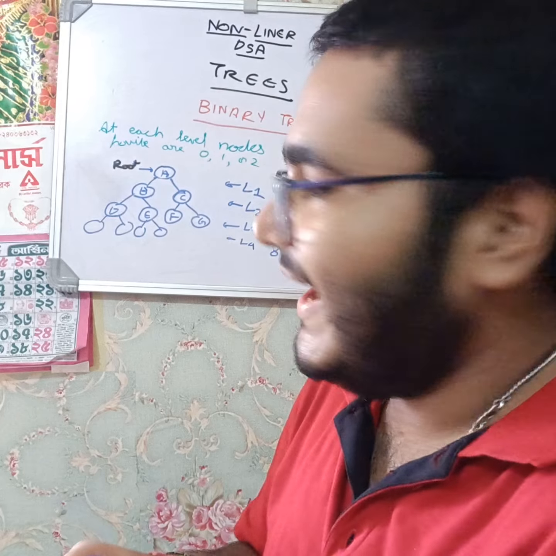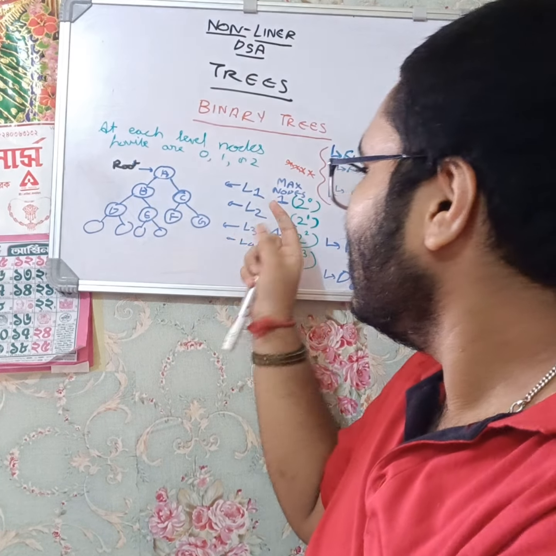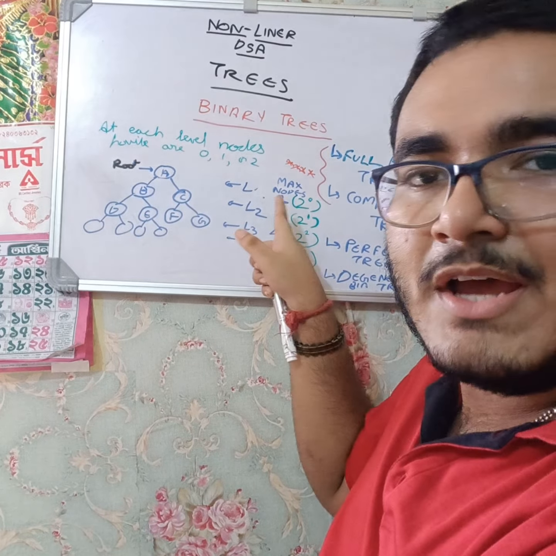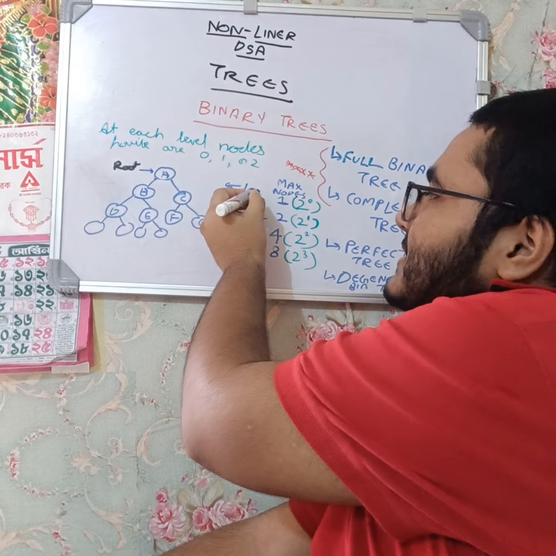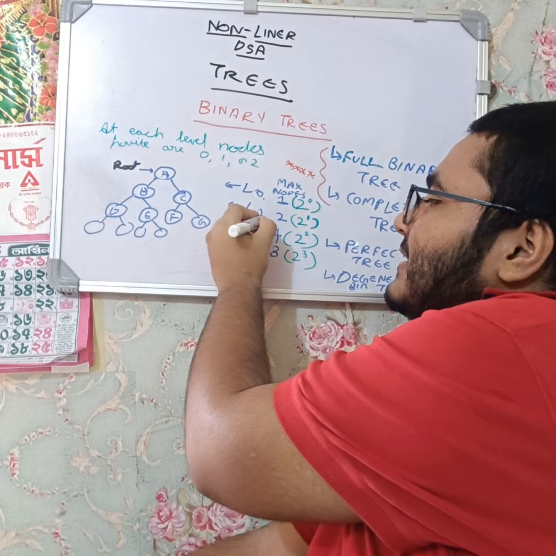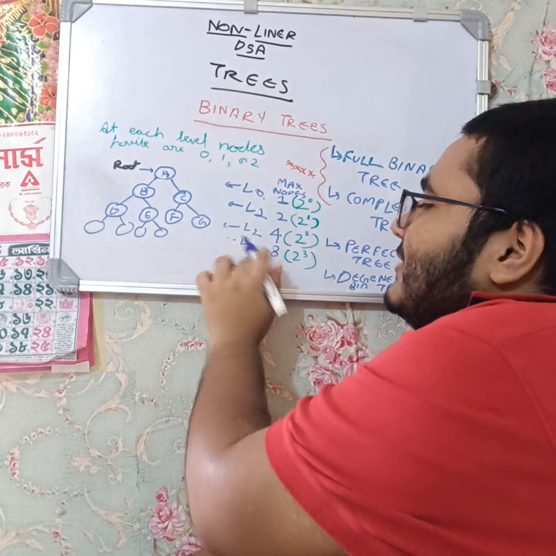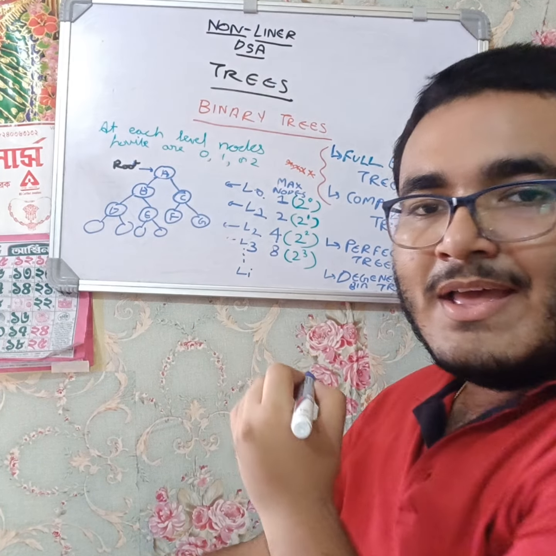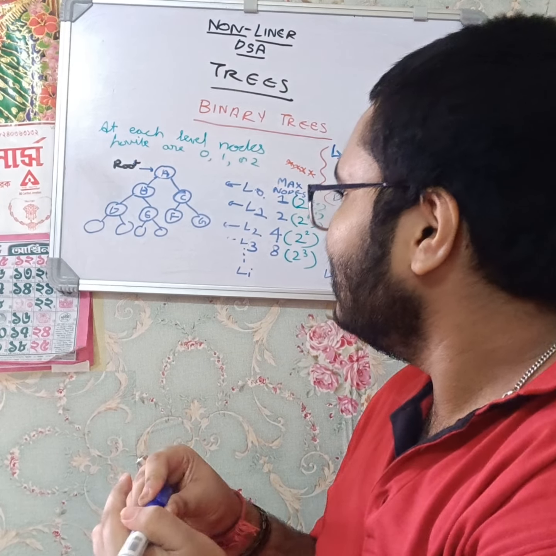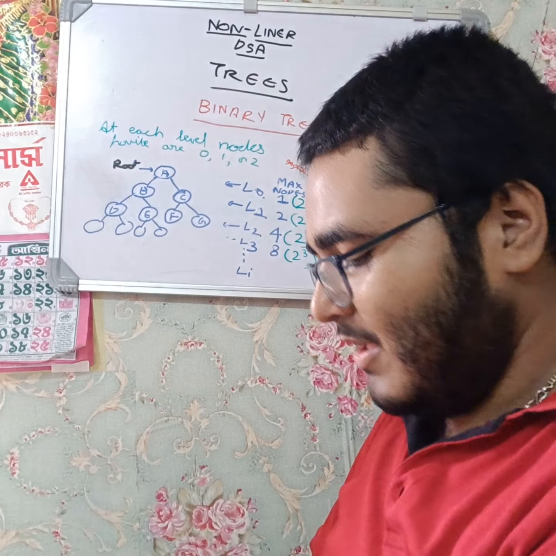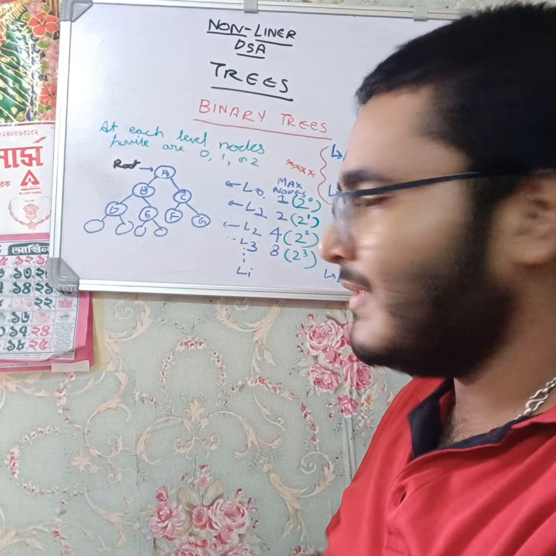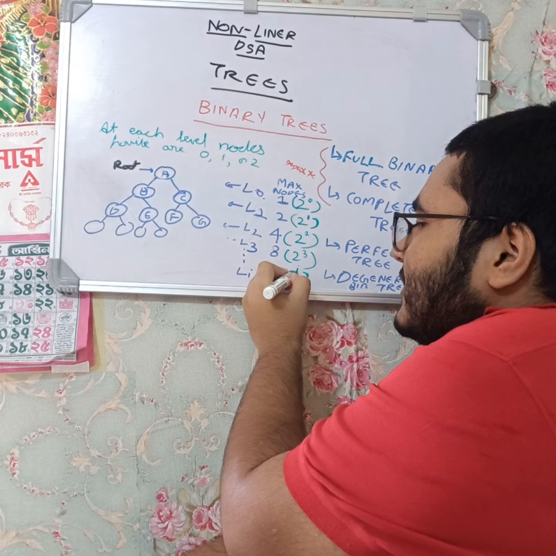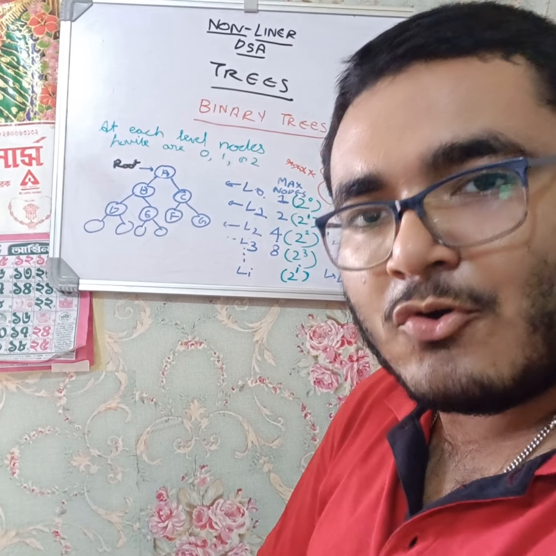Now some book authors write that you should start levels from 0, so that you can just make it 2 to the power L only. So this is L0, L1, L2, L3, either of the things you can do. So suppose at level I, if I start leveling from 0, the maximum nodes possible is 2 to the power I. I hope I could make it clear.